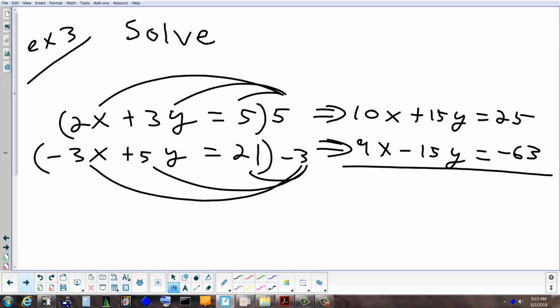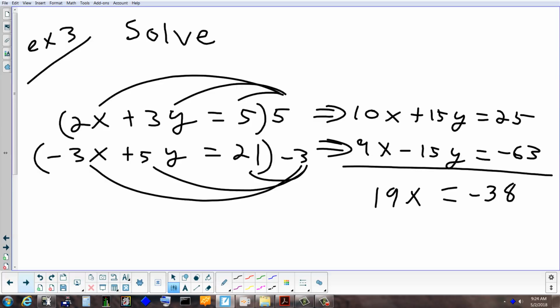Tanya, when I add everything up, I already have it in columns, x's, y's, numbers. You got to make sure that's okay. I should have mentioned that. Line up your like terms in columns. Now we can add. So what do you get when you add in columns here? 19x, 0, yep, 0y, so I'm not even going to write that. And where is that? 38, -38. Yep, looks good. Okay, any questions on that?